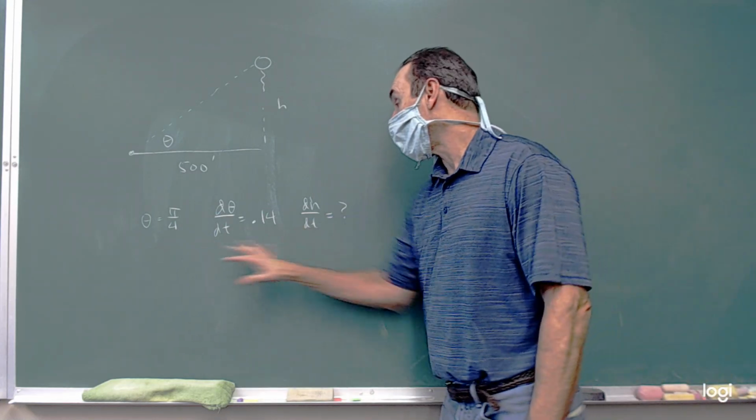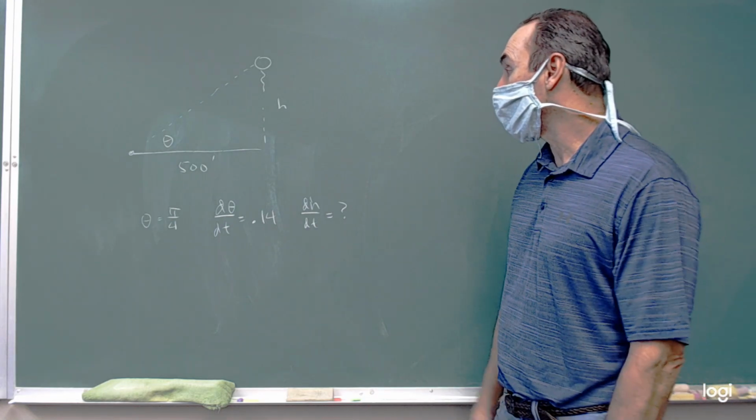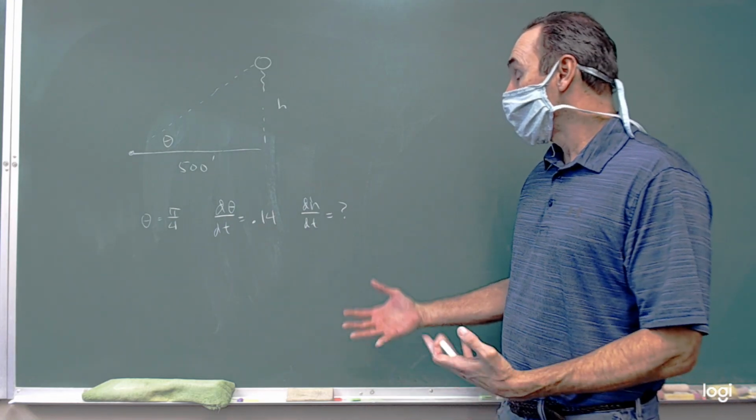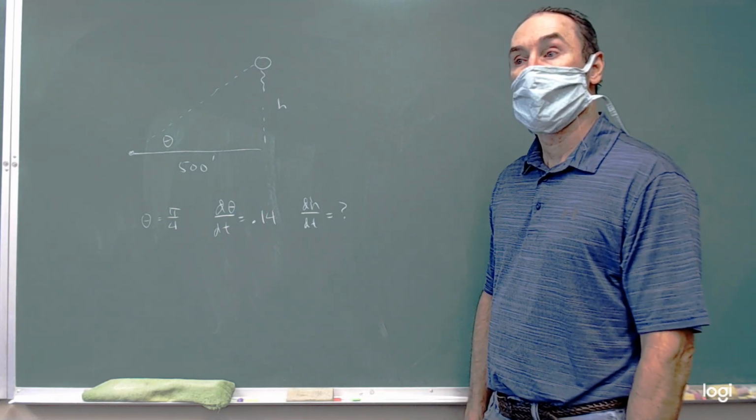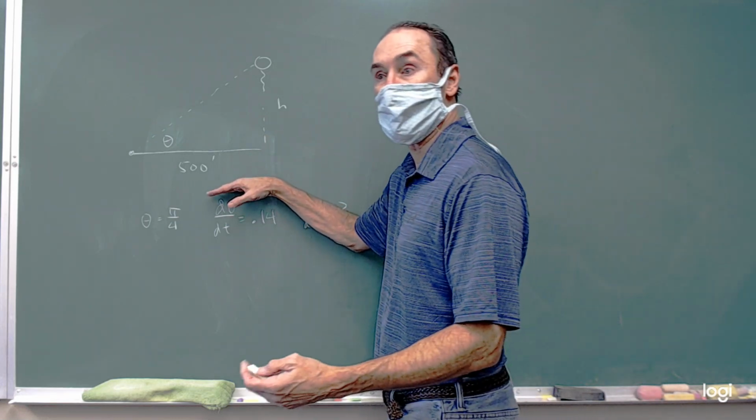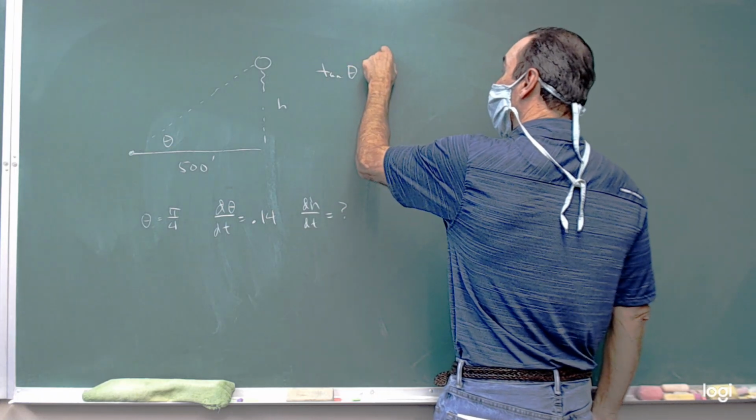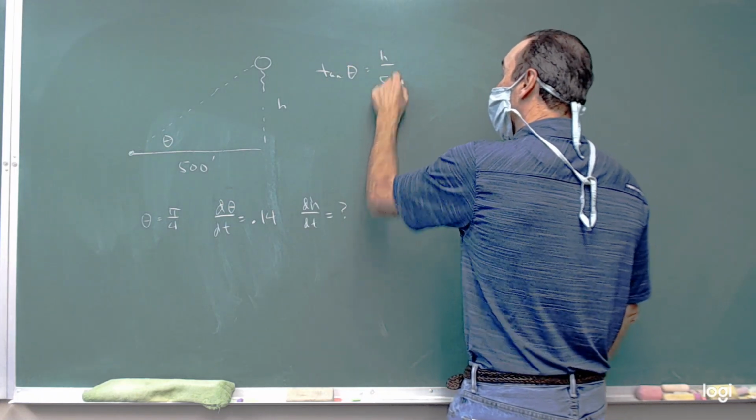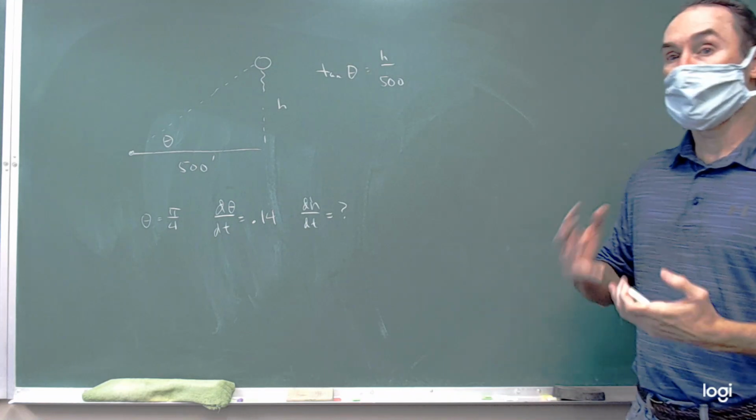So these are all the pieces that we know. Now we need something that connects them all. You've got a theta, you've got 500, you've got h. What connects all those together? Tangent, because you have opposite and adjacent. So the tangent of theta is going to be h over 500. Now remember that theta and h are both functions of time.